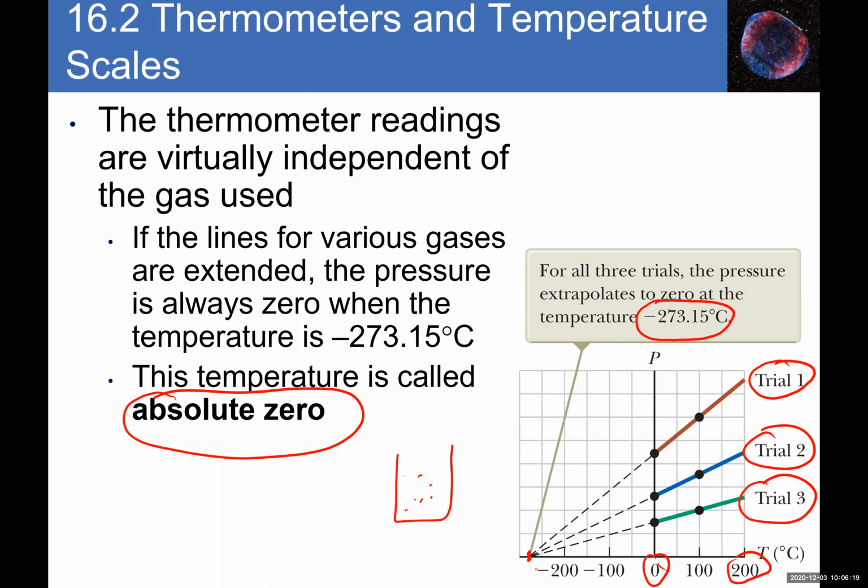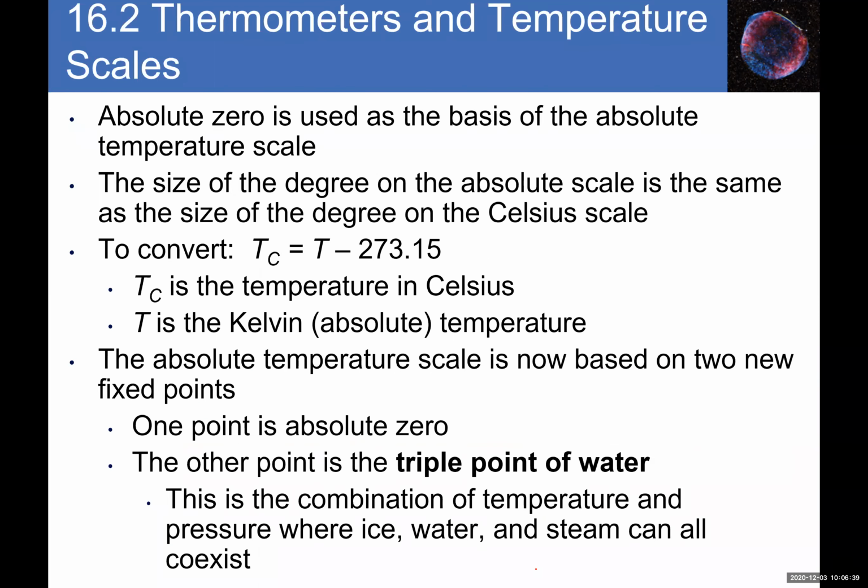He discovered that this temperature, -273.15 degrees Celsius, is absolute zero for every substance. So we might as well take this to be zero for a new scale, and after that, everything increases. There is no negative on this Kelvin scale. Again, the absolute zero is used as the basis of the absolute temperature scale.